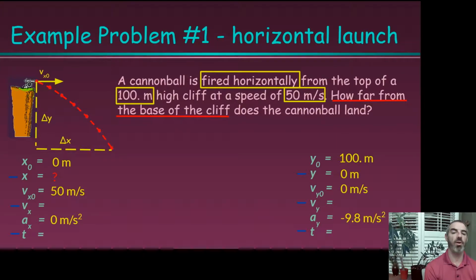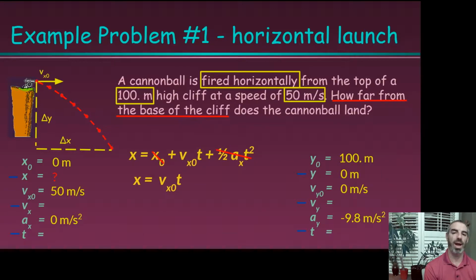Then the question is how far from the base of the cliff, so we put the question mark next to x, and the only equation that works in the x direction is the second kinematic equation on the AP Physics 1 formula sheet. So if we look at x is equal to x0 plus vx0 t plus 1/2 ax t squared, that's our equation. The first equation would just tell us the initial velocity equals the final, and the same thing for the third. So we cross out anything that's 0, and we simplify to this equation.